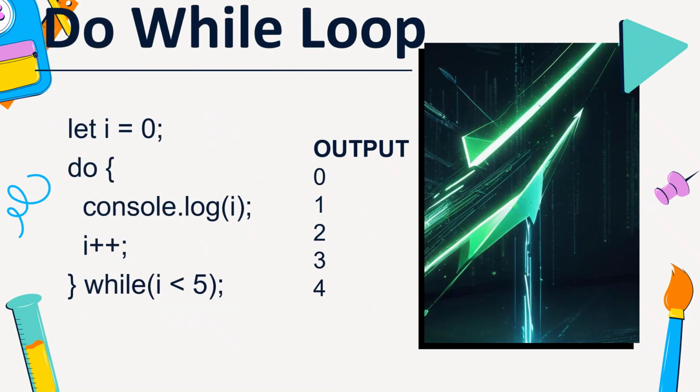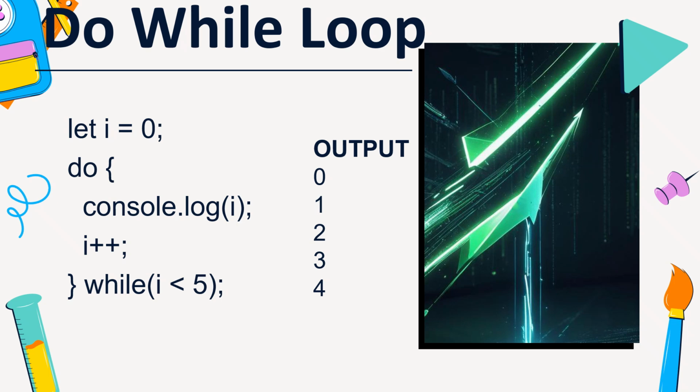Do while loop. Consider this simple example. Let is a keyword. We are initializing the value I equal to 0. So do is a statement. Inside the do block, we have the statements console.log and I plus plus. After these two statements, the block gets closed and then we are checking the condition while I is less than 5.